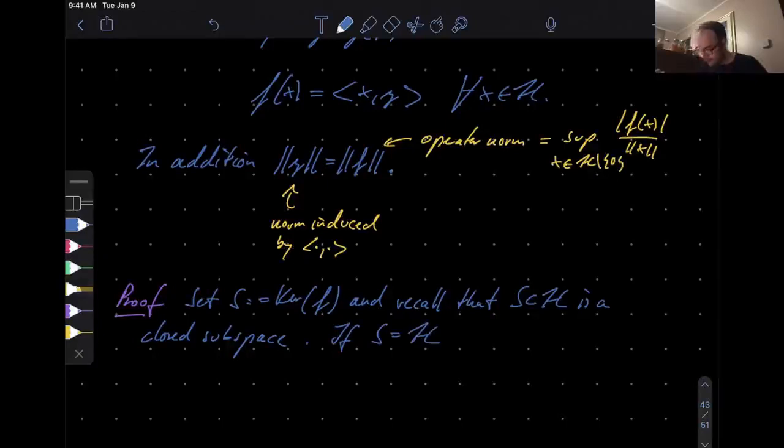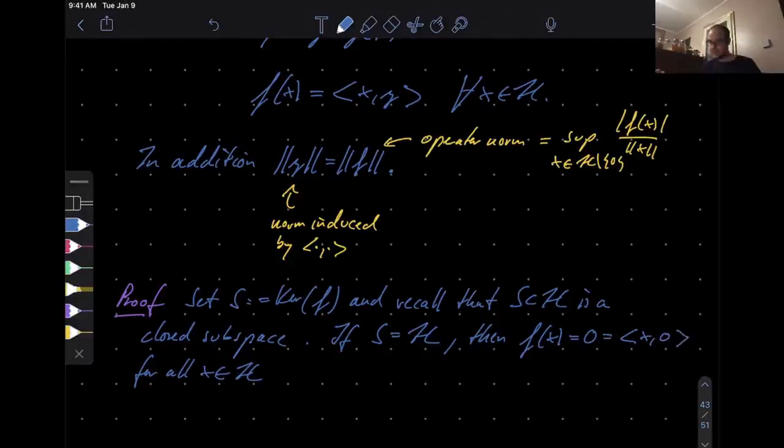S is already the whole Hilbert space. Okay, that could happen. But then this means that f, my functional, sends every vector to 0. Then f of x is equal to 0 for all x in H. But that 0 you can also get if you take an inner product and put one of the vectors equal to 0. And of course, we will take the second one to 0.